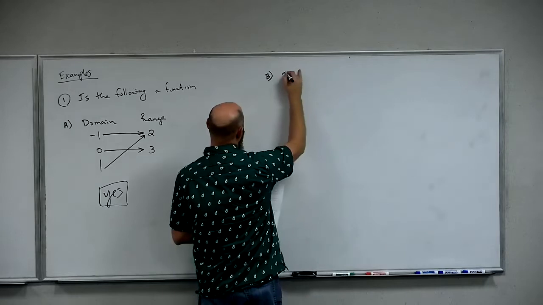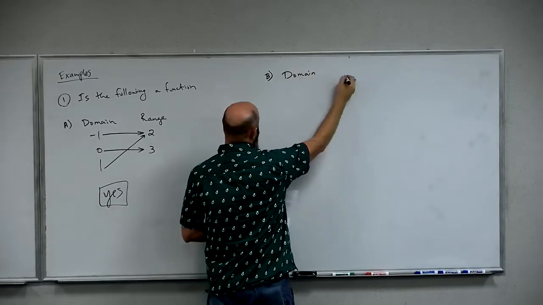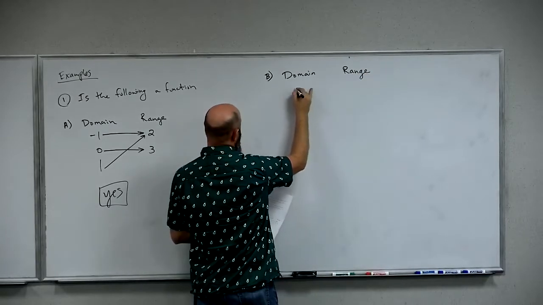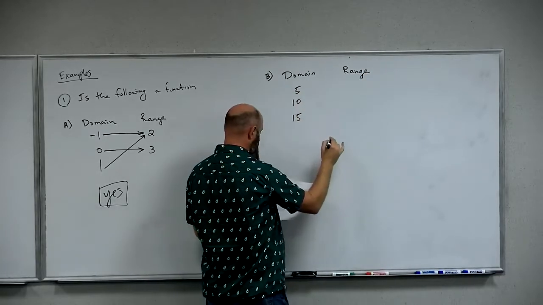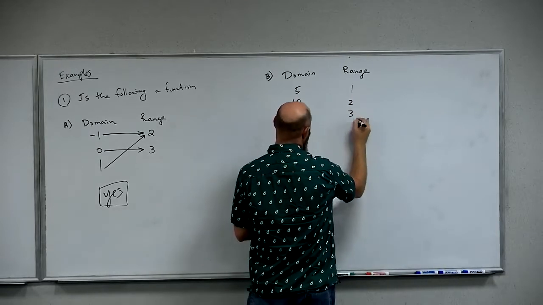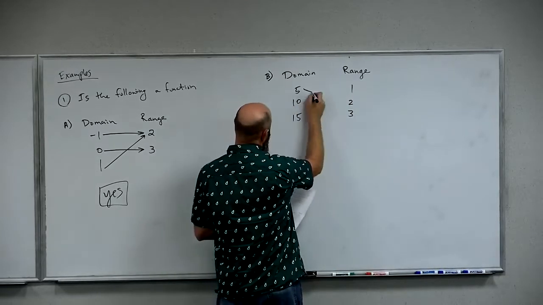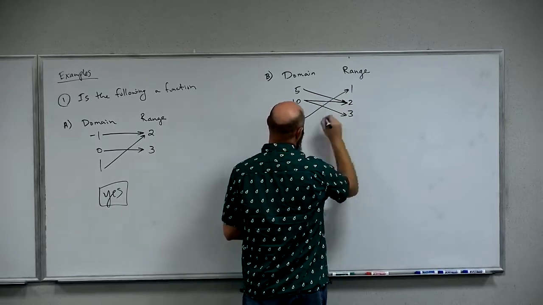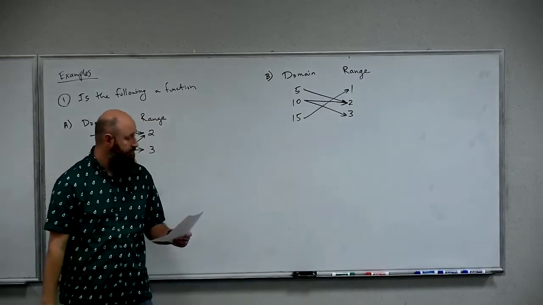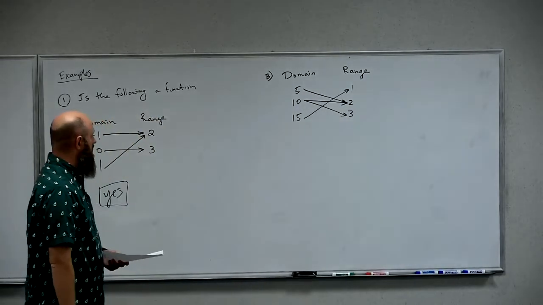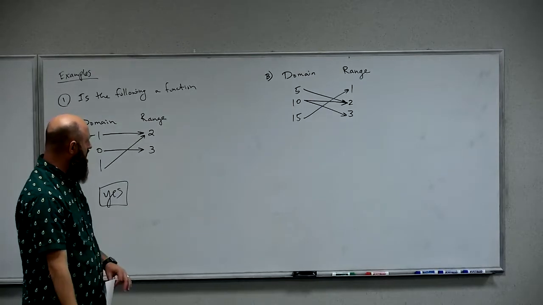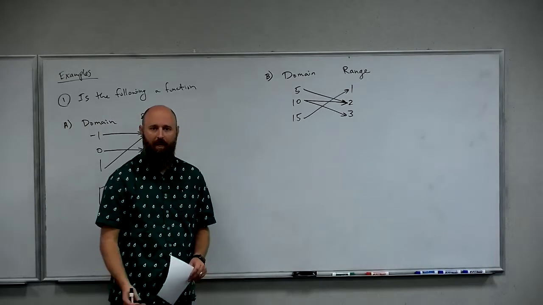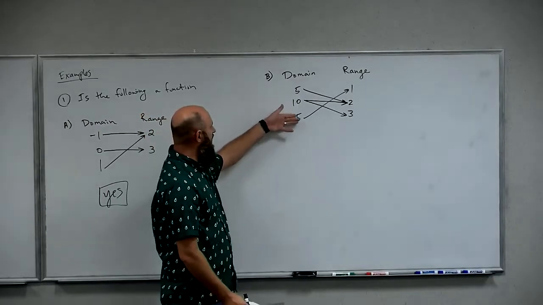So let's look at another one there. So domain, range. 5, 10, and 15. 1, 2, and 3. So we can go 5, 10, 15, like so. All right, so again, when we look at this, we can see all of them have an arrow coming from the domain. So yes, they all have an arrow.